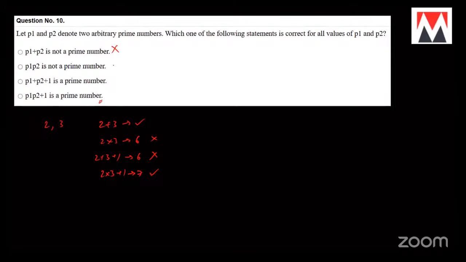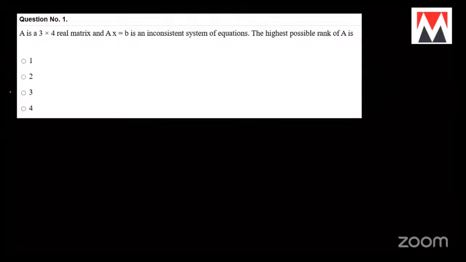Because everything should work for this. So P1, P2 is not a prime number is true. Then P1, P2 plus 1 is a prime number. Maybe the option might have been given wrong, but you can take 3 plus 3 into 5 plus 1, 16. So this is not working for this. Is a prime number, no, right? This is also wrong. This is also wrong. So overall, P1, P2 is not a prime number is a correct step. Right? Yeah. Please do this one.